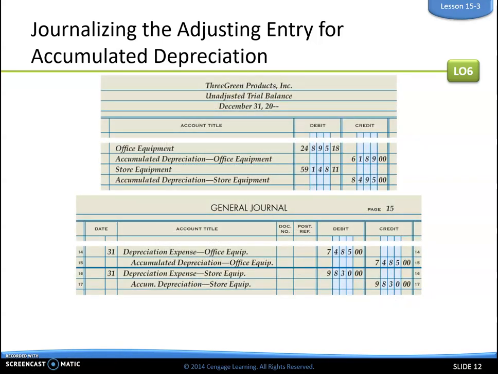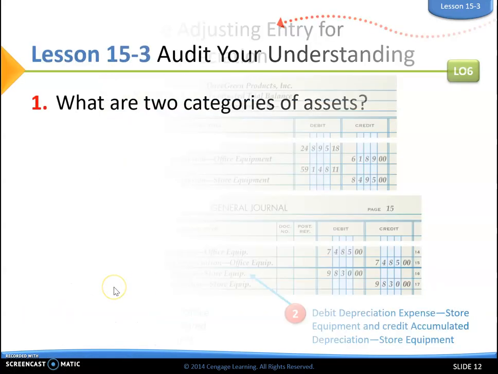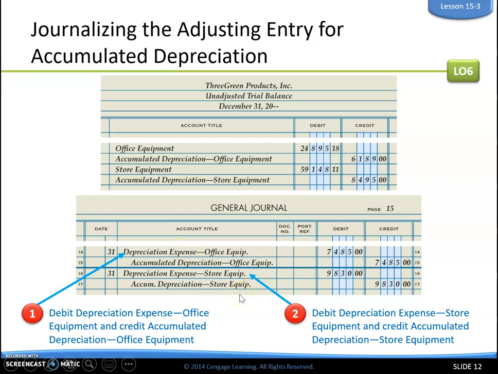So here's what it would look like in our general journal. Now remember, these two are adjusting entries. That's why we don't have document numbers here, because we would have a label up at the top saying adjusting entries. We're debiting depreciation expense, and we are crediting our accumulated depreciation for both our office equipment and our store equipment. The thing that helps me remember this is, remember, we're going to debit expense accounts. So if I were to get these two mixed up, just make sure that you're looking at debiting your expense account. So debit depreciation expense, credit accumulated depreciation.